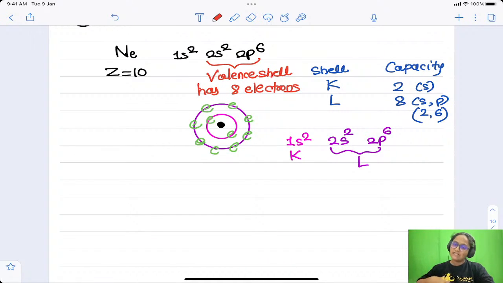I hope I'm pronouncing it correctly. It's Jaya Murugan Varadraj, right? So hi Varadraj. I'm explaining how to write down the electron configuration of elements.